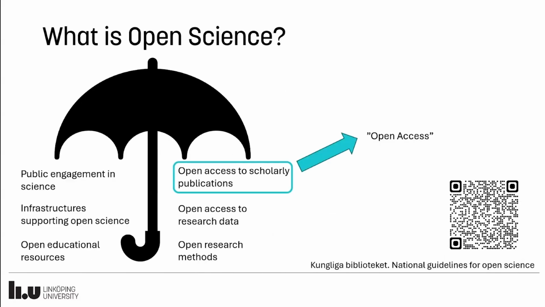So first, a little bit about what is open science. If you check the National Library in Sweden, Kungliga biblioteket, they have national guidelines for open science, and they mention these 6 different areas: public engagement in science, infrastructure supporting open science, open educational resources, open research methods, open access to research data, and open access to scholarly publications. And today, when I talk about open access, I'm only focusing on open access to scholarly publications. I'm not touching open access to research data at all. That's another topic that we can talk to you about another day.